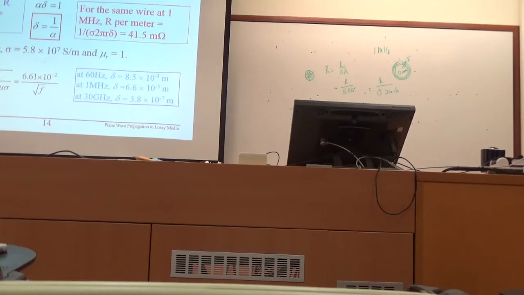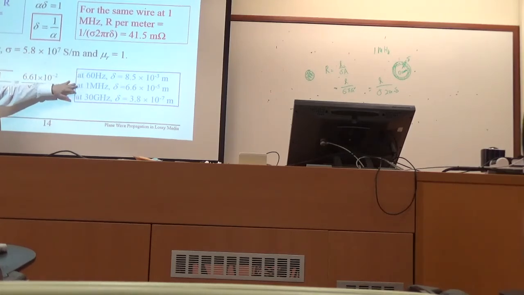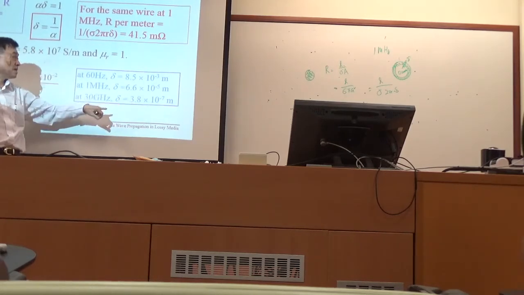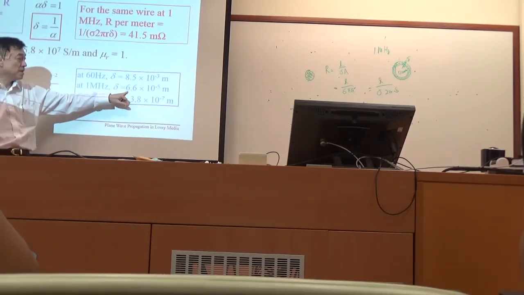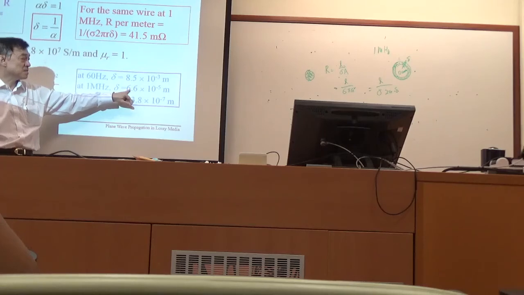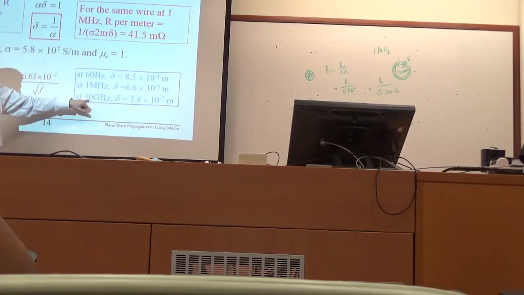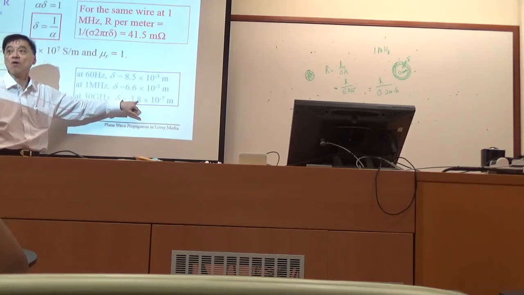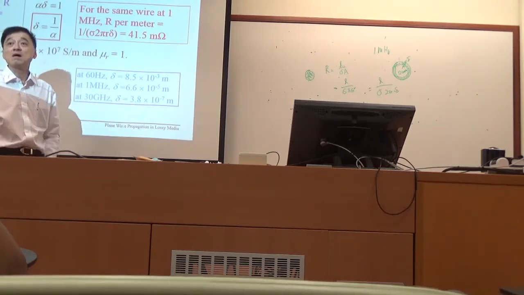These are some equations. As you can see, the skin depth for copper changes quite a bit. At 60 Hz it is 8.5 millimeters. At 1 megahertz it is 66 micrometers. At 30 gigahertz, it is only 0.4 micrometer.